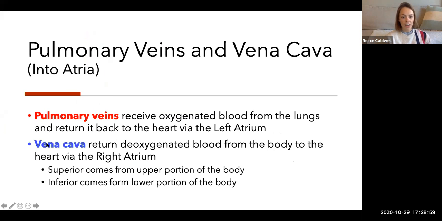And then the vena cava, we looked at those last week. That just returns the deoxygenated blood from the body to the heart. So all the blood from the body is going to enter from either the superior vena cava or the inferior vena cava. And what we see is that the superior one is taking blood from the upper portion of our body, so like our head and our neck, our upper chest, and then the inferior vena cava is coming from the lower portion of the body, so our legs and all of that.